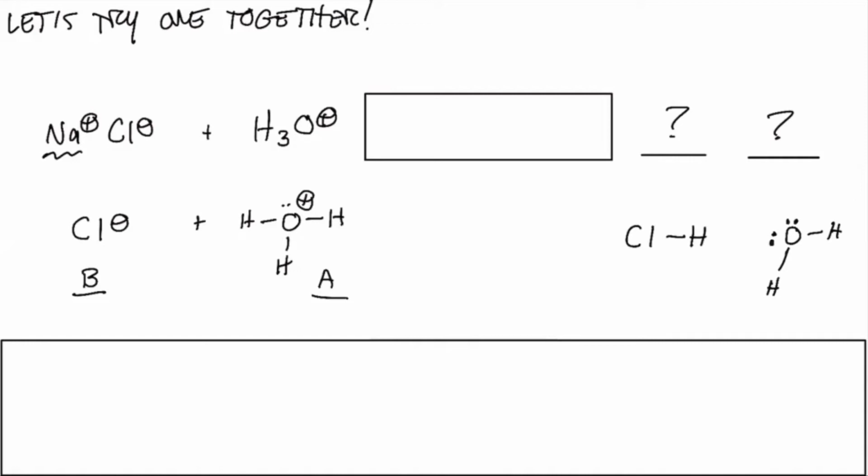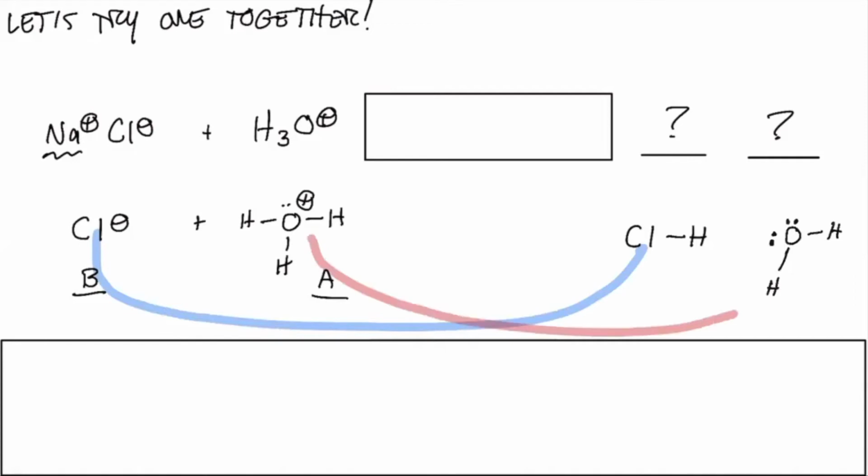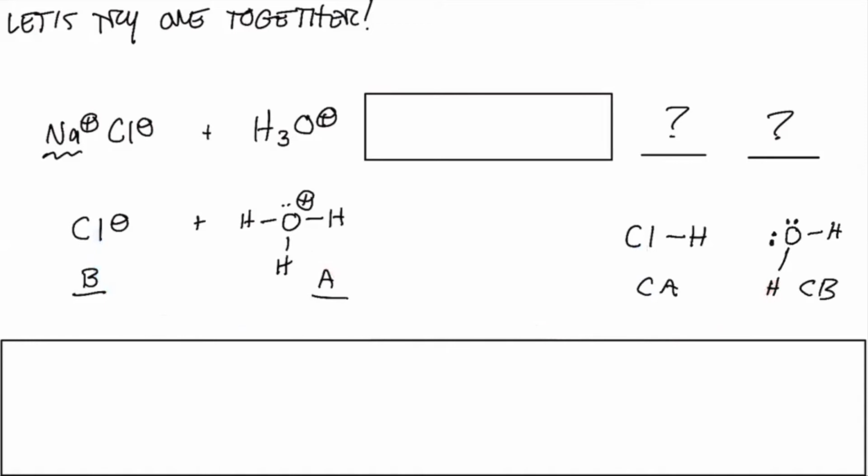Thinking about these, we also want to give these labels, remember, as conjugate acid and base. Our base turned into the conjugate acid, and our acid turned into the conjugate base. So our HCl here is the conjugate acid and water is the conjugate base. Let me get rid of these arcs to make it a little bit nicer and cleaner looking.